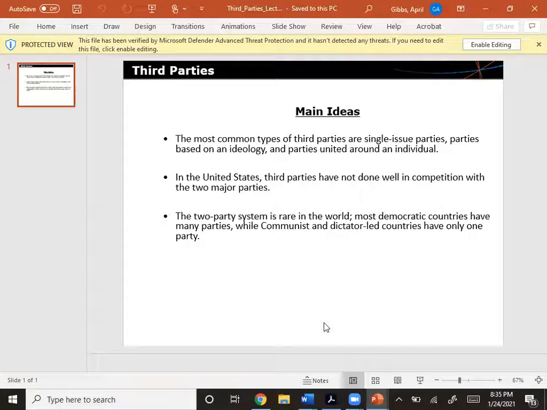The most common types of third parties are single issue parties, parties that are based on an ideology, and parties that are united around an individual. In the United States, third parties have not done well in competition with the two major political parties, Democrats and Republicans. The two-party system is rare in the world. Most democratic countries have many parties, while communist and dictator-led countries have only one party.